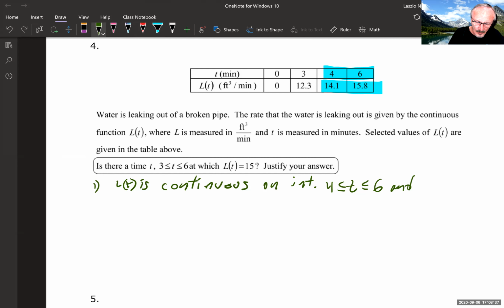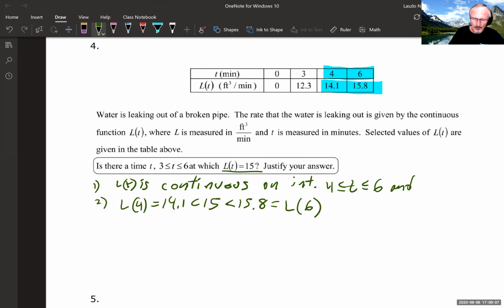and so part 2, L of 4, which is equal to 14.1, is less than the fabled 15. We're looking for L of t equal to 15. And then, of course, that is less than 15.8, which is, of course, pulled from L of 6. Okay, so we've established the two necessary conditions.